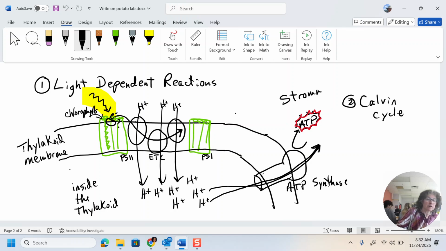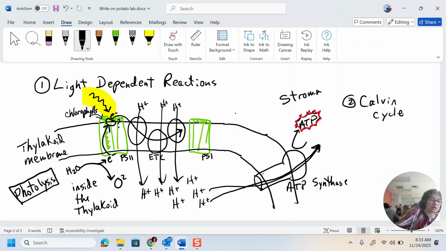So what happens there is you have water that's going to be split. Water is split. That's how you make oxygen. That's also how you make some hydrogen ions, but you're making oxygen and breaking those bonds to create electrons that go to fill that hole that was created. Right? So that process there is called photolysis. You are splitting water, and those electrons go to replace the ones that were lost.